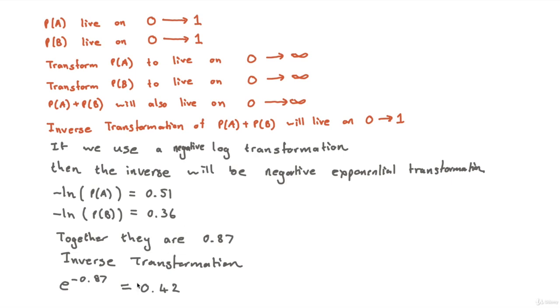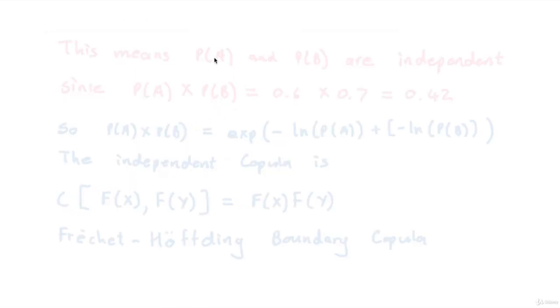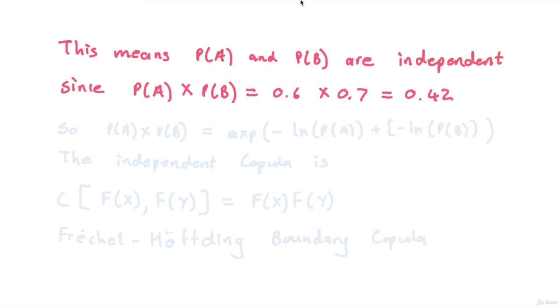And that's what we're seeing here. We're seeing 0.42. Now, 0.42 is an interesting number because what our calculation has shown is that the probabilities of A and B are independent, because if we had simply multiplied the two probabilities together, we would have got 0.42.